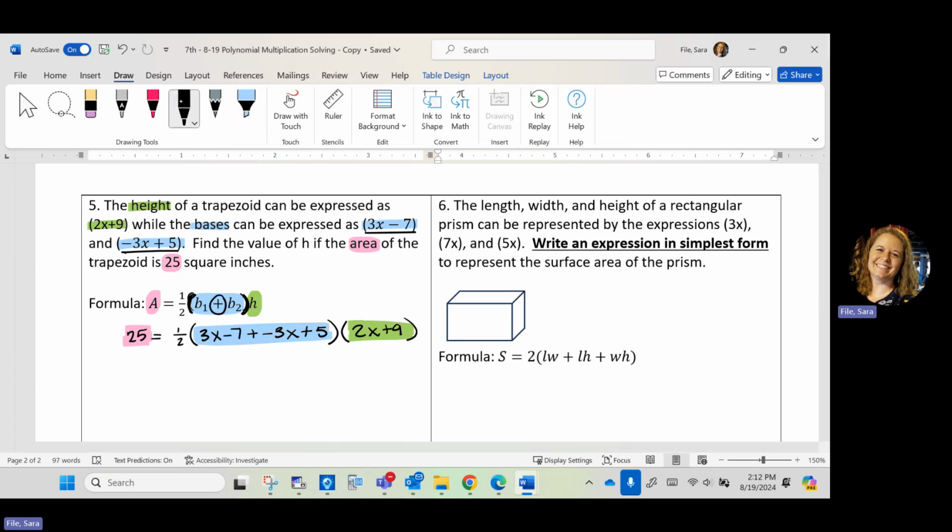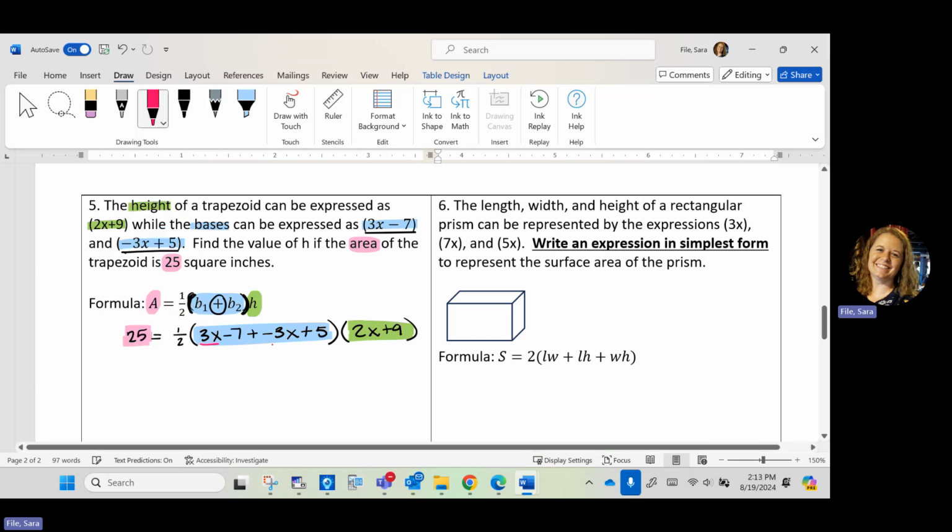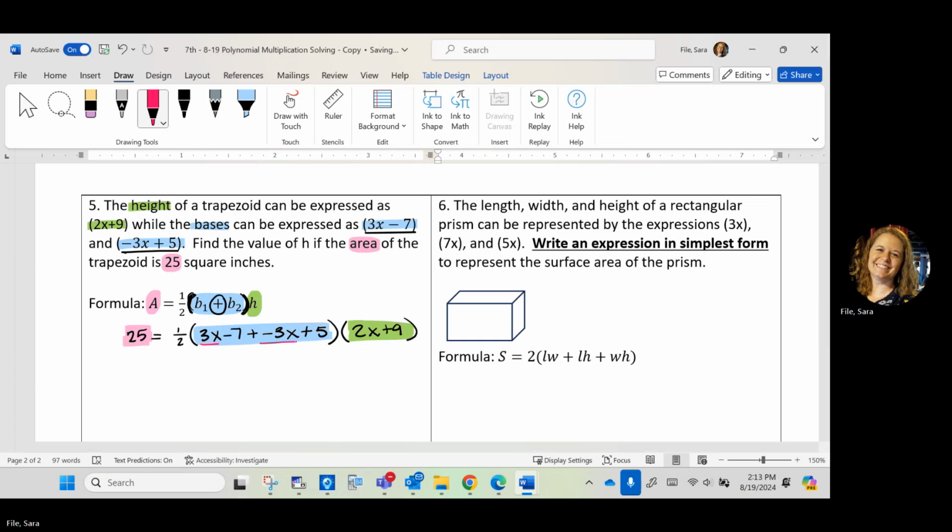Okay, in parentheses here, we've got some like terms we can combine. What happens with the 3x and the negative 3x? Yeah, that's 0. So I'm just going to mark it out. It's gone. So then the like terms that I have to combine are negative 7 and positive 5. What is that going to combine to? A negative 2, right? So I've got negative 2 from all that in blue. It all came down to negative 2. And I've got to multiply that by half and then multiply it by 2x plus 9.